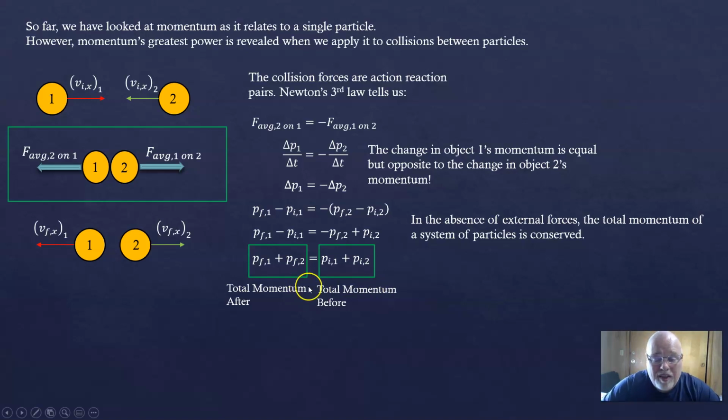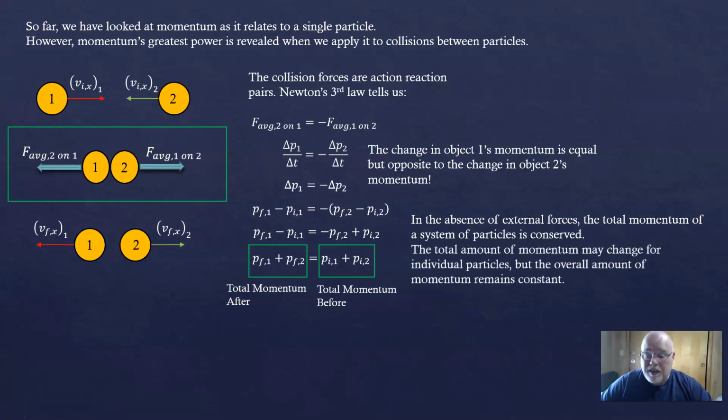I mean, the only way that I could make the final any different than what it started out as is if I had some external force from the outside that suddenly decided to act on one of these particles while they were colliding. That could mess things up, and then the totals wouldn't be the same. But if I don't have any forces coming from the outside, then momentum has to be conserved, okay?